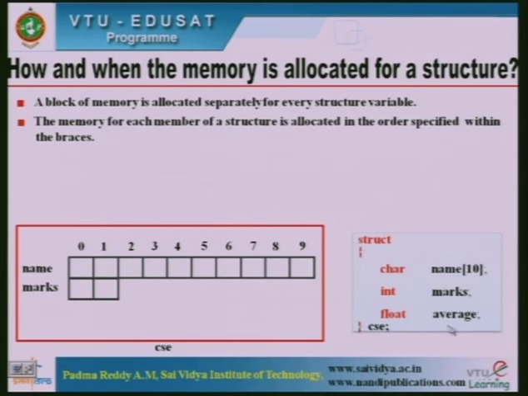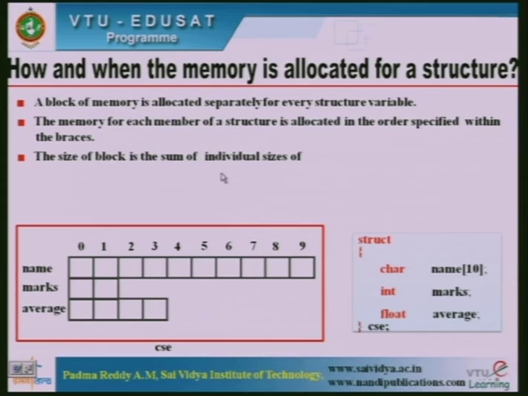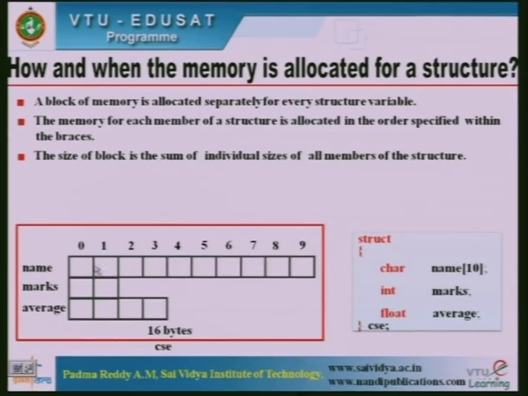Then it has to be followed by average. For average, how many bytes? 4 bytes, assuming a floating point number takes 4 bytes. So the size of a block is the sum of the sizes of the individual members of the structure. So here we have 10 bytes, 10 plus 2 is 12, 12 plus 4 is 16. So totally 16 bytes are allocated for the variable CSE.